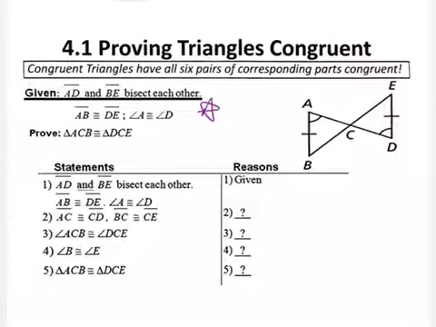Then they say AC and CD are equal, and BC and CE are congruent as well. Well, that goes back to the first statement. They tell us that the 2 lines bisect each other, which means they're creating congruent segments, because to bisect means to cut at the middle or create 2 equal halves. So this would just be definition of bisector.